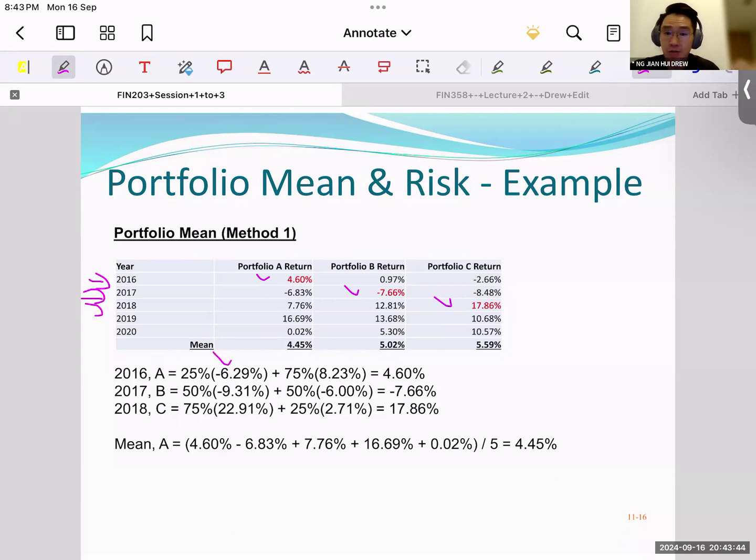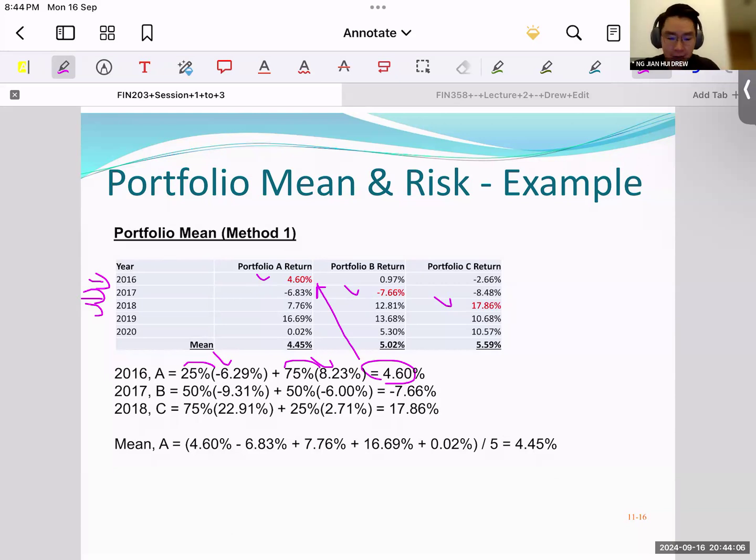Okay, you can flip over to have a look. Here you have your slides. And the return for SM is 8.23. So you just multiply by the weight, and this gives you 4.6, which is the return of portfolio A in 2016. Right? So you repeat this for 2017, 2018.